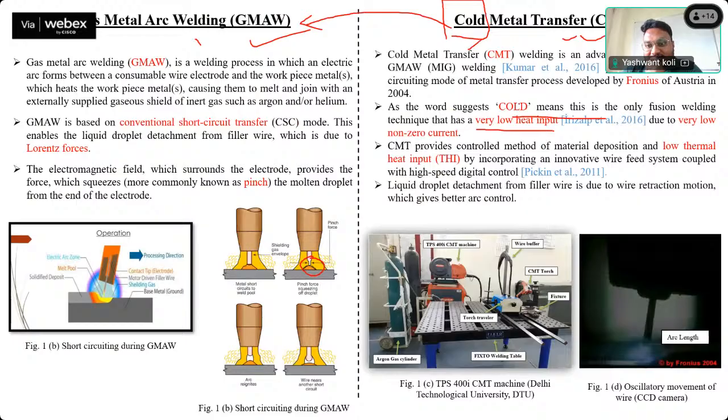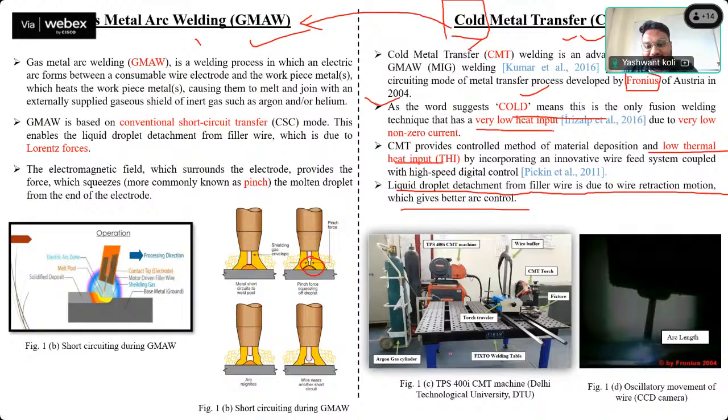The term cold doesn't mean it is cold. It is a relative terminology given by the company, Fronius, that is patented. Fronius has patented this technology in Austria in 2004. So this cold is a relative term, like with the same process parameters we can achieve the deposition with two-thirds of the heat input. So low thermal heat input is the characteristic, and liquid droplet detachment from the filler wire is due to the wire retraction motion for better arc stability.